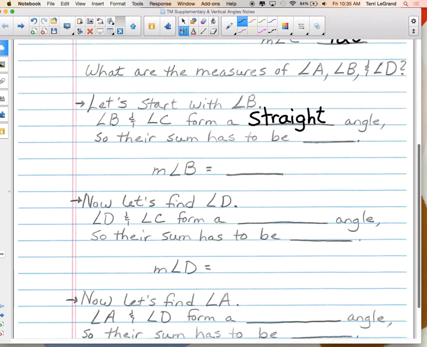So what can you tell me about the measure of a straight angle? Does anybody know what the measure of a straight angle is? 160, I think I might have heard it. It is 180, yes, 180 degrees. So that means since B and C come together to form that straight angle, their sum has to be 180 degrees. When you add their two measures together, we better get 180 degrees.